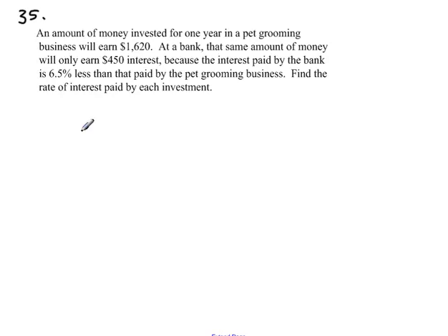Alright, here's our last problem, another investment problem. The amount of money invested for 1 year in a pet grooming business will earn $1,620. At a bank, that same amount of money will only earn $450 because the interest paid by the bank is 6.5% less than that paid by the pet grooming business. Find the rate of interest. So if we say that x equals the pet grooming business, then since the interest paid by the bank is 6.5% less than that, we would say x minus 6.5 for the interest for the bank.